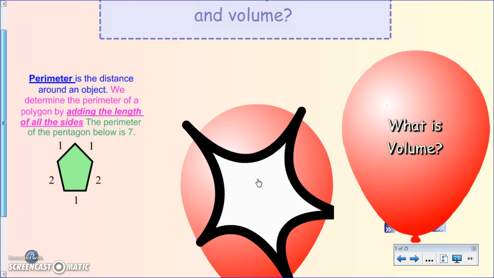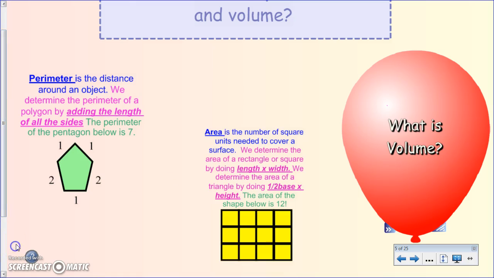Area is the number of square units needed to cover a surface. We will determine the area of a rectangle or square by doing length times width. We determine the area of a triangle by doing 1/2 of the base times the height, or base times height divided by 2. So the area of the shape below is 12.